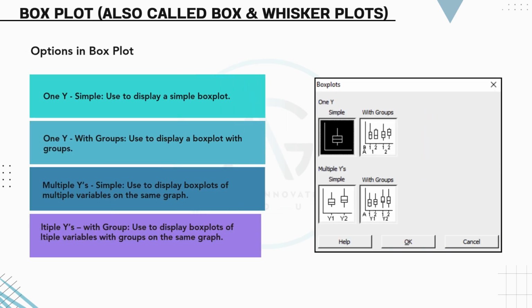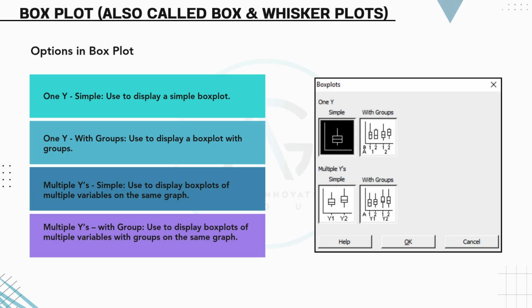This slide explains the different box plot options available in Minitab, depending on how many response variables you're analyzing and whether grouping is involved. Minitab provides 4 main options. 1. 1Y, Simple. Use this option when you have a single response variable and you want to see a basic box plot without any groups. Ideal for getting a quick view of distribution and outliers for one set of data.